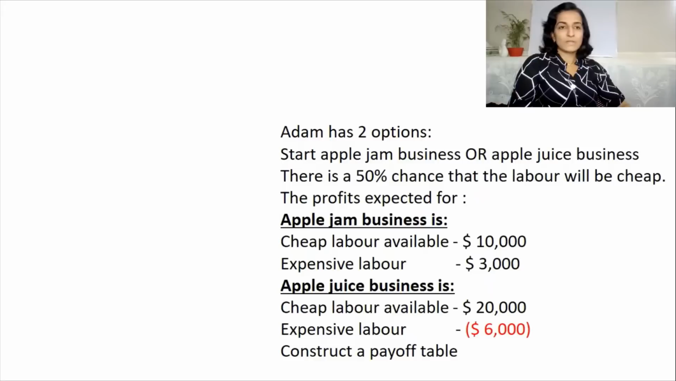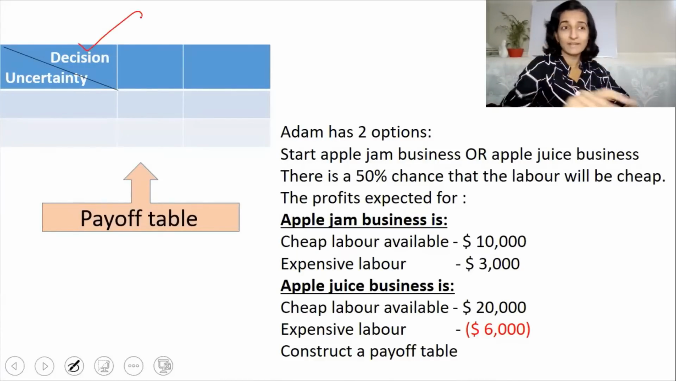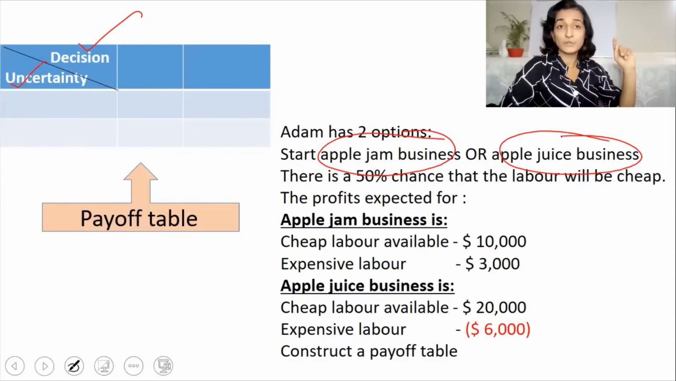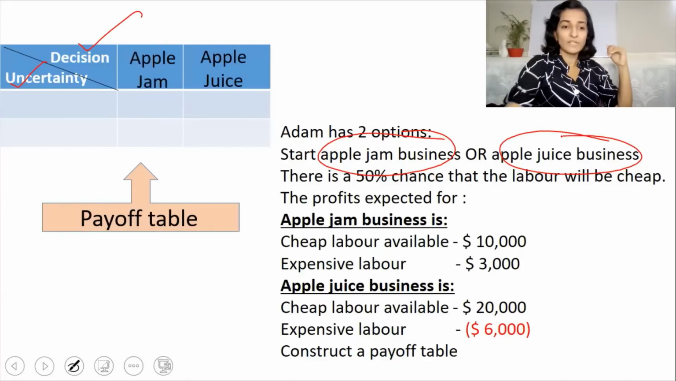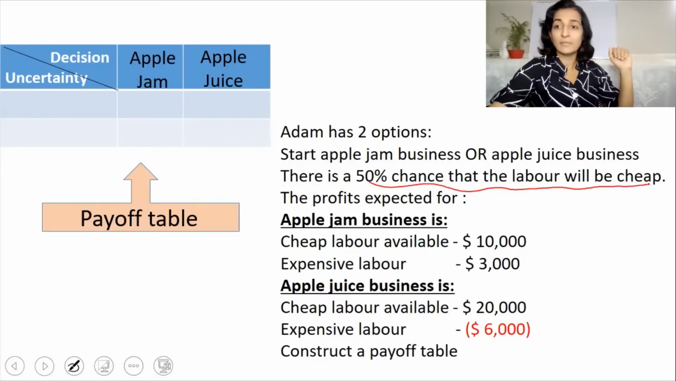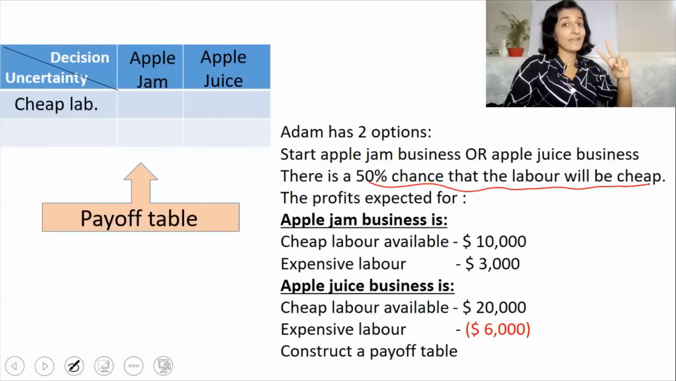Construct a payoff table. So let's draw a payoff table. I have taken the decisions as the column headings and the uncertainty as the row headings. What are the decisions that Adam has to take? He can either start an apple jam business or an apple juice business. So that will come as the column headings. Now coming to the uncertainty. What is the uncertainty involved? There is a 50% chance that the labor will be cheap. That is, there is a 50% chance that the labor is expensive. So the uncertainty is cheap labor and expensive labor. So we write that as the row headings.